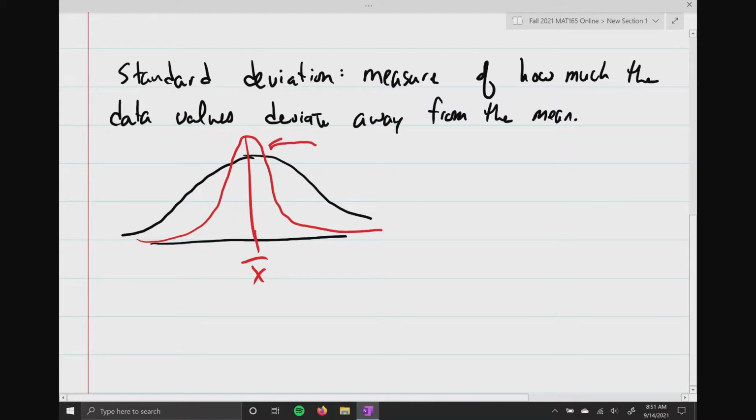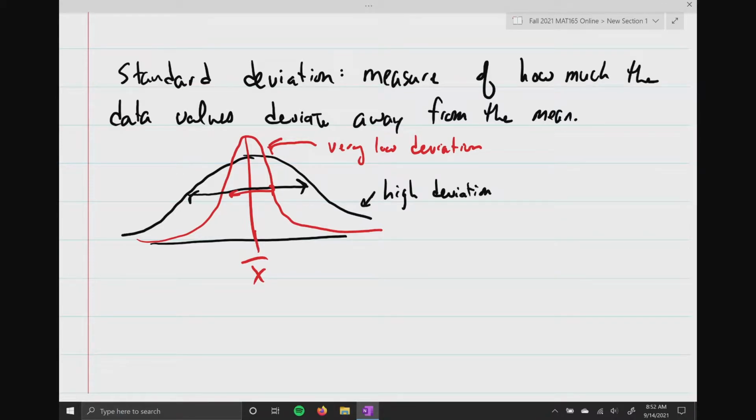The red bell-shaped curve has a very low deviation. And that's because the width of this bell is very small. It's very tight. However, the black bell-shaped curve has a very high deviation. And that's because the distance, or the width of the bell itself, is very wide. So we would expect to have a very high deviation.